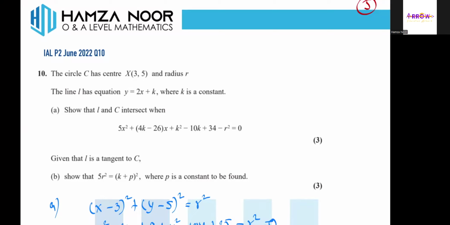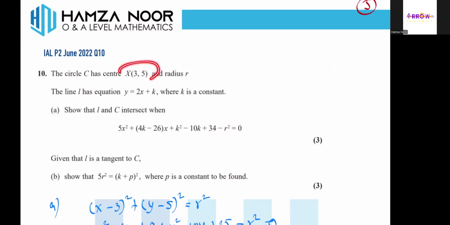r. The line L has equation y = 2x + k, where k is a constant. In part A, we need to show that L and C intersect when 5x² + (4k - 26)x + k² - 10k + 34 - r² = 0. We need to show this equation over here.